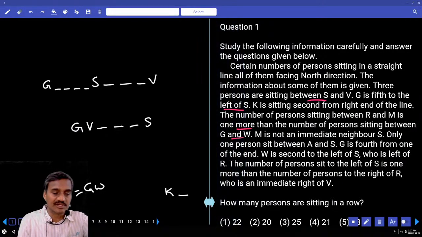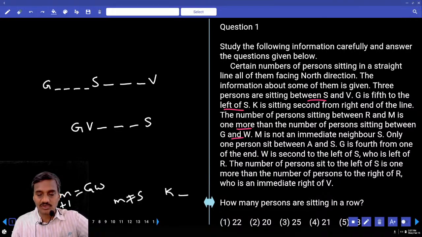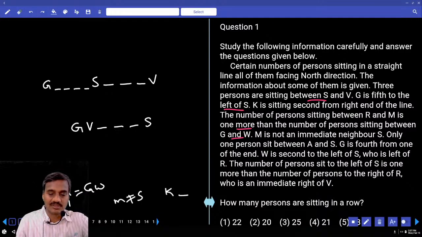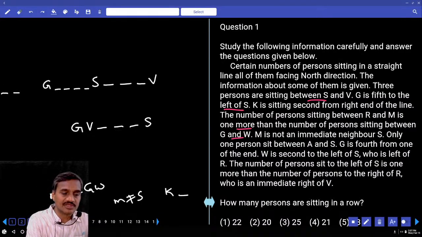M is not an immediate neighbor of S. M and S are not adjacent to each other. And next one, only 1 person between A and S. Between A and S, there must be exactly 1. And G is fourth from one of the extremes.